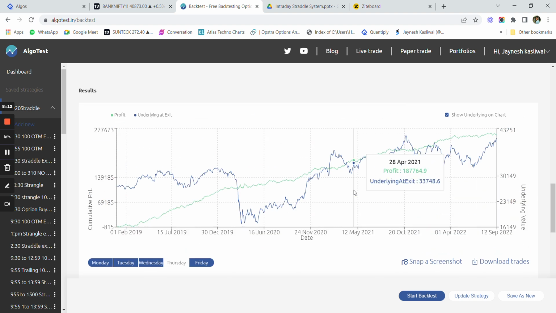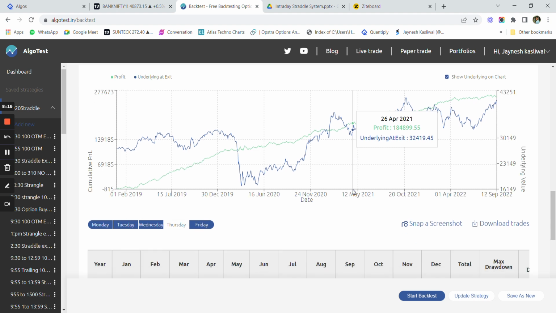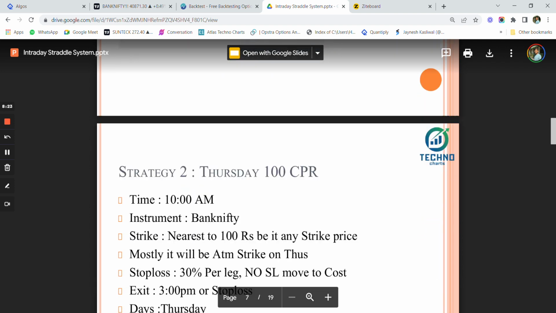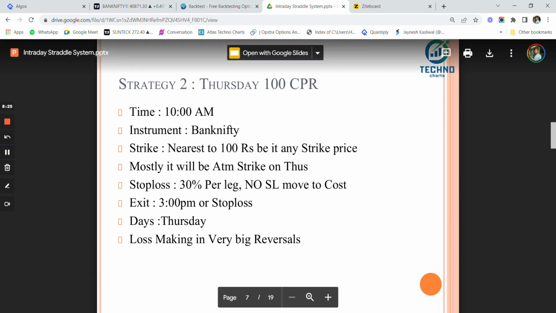So this is about the individual strategy of 9:30 a.m. that we are not trading on Thursday, but we want to see the combined result of the strategy. So whatever strategy we are running on Thursday also, we will have to add it. So what is strategy 2? In strategy 2 we are trading only on Thursdays, where we are shorting the 100 points closest premium range, that is shorting the premiums that are nearest to 100 rupees. It could be at the money or slightly out of the money, like 100 points out of the money, depending upon the premium differences.